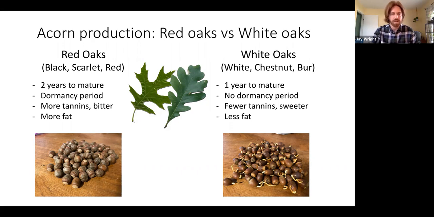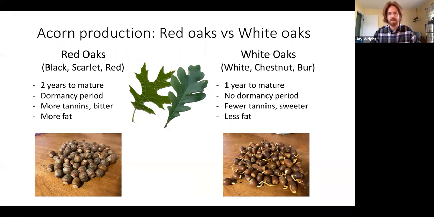So in the red oaks, they take 2 years to mature acorns. That means that from the time the flower is pollinated in the spring, it takes the acorn 1 full year and then to the next fall before that acorn is produced from the pollination event. So basically, if flowers are pollinated this spring, the acorns produced from that pollination will not mature and drop until fall of 2022. Whereas the white oak group only takes 1 year to mature acorns. So acorns pollinated this spring will mature and fall this coming fall.